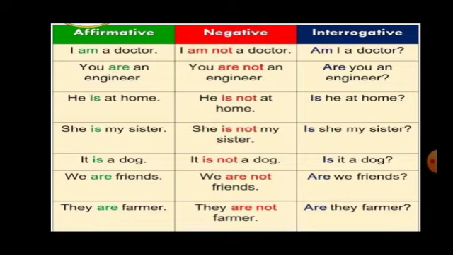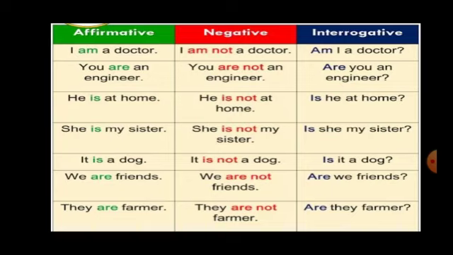I am a doctor. We will change it into negative. It will become I am not a doctor. And when we change it into interrogative, it will become am I a doctor? You are an engineer. You are not an engineer. Are you an engineer? So you are seeing the difference: when we are making a negative, we write not after am, is, are auxiliary verbs, and in interrogative, the am, is, are auxiliary verbs will come at the first place.